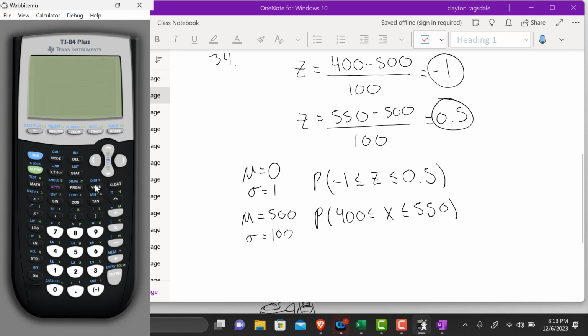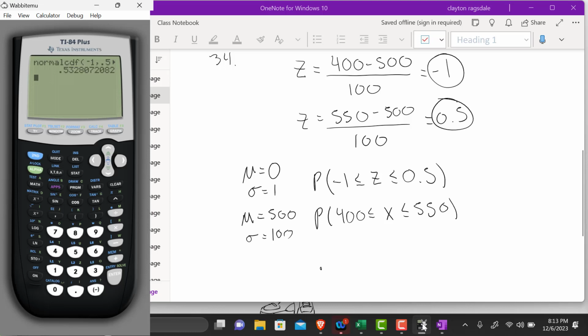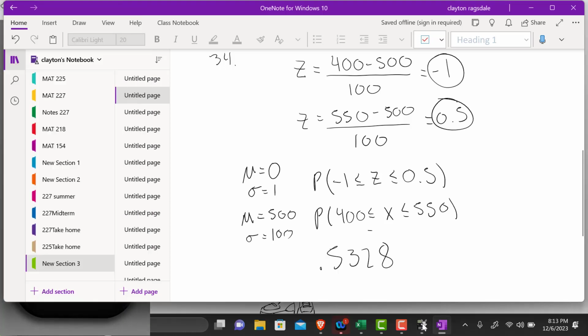So second, vars, normal CDF, lower is going to be negative 1, upper is going to be 0.5, standard normal, so 0 and 1, and we'll paste. And so our answer here is 0.5328. This was 34. Just verifying, yep, 0.5328.